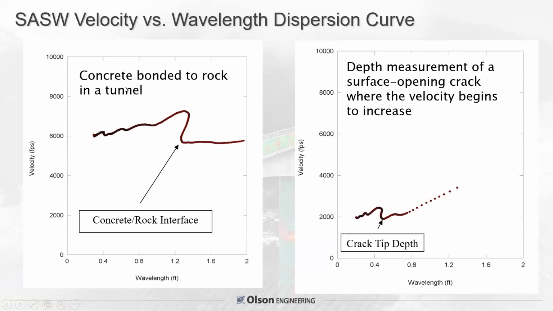This was a little unusual, more like concrete bonded to a rock in a tunnel. It comes in with a normal concrete velocity. It then shows a drop in velocity at the concrete to rock interface, which indicates some bonding issue, and then a slower velocity associated with going back into the rock. You can actually model this in the most sophisticated way to get velocities of the layers and thicknesses of each material.